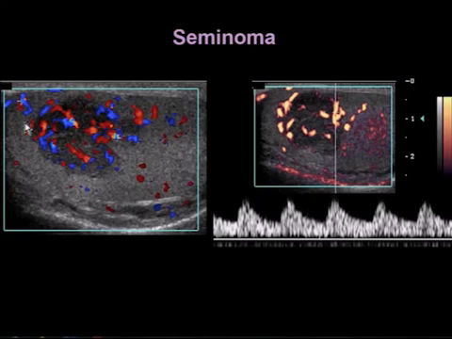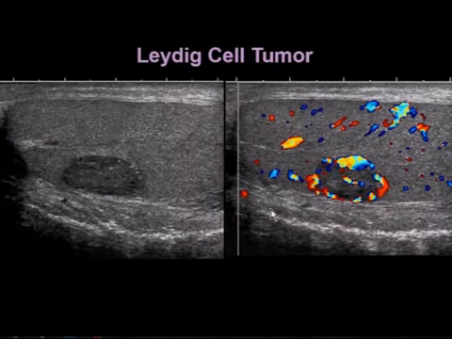You can see a hypoechoic mass in the testicle surrounded by normal testicular parenchyma, and you can see that the blood flow inside the mass is greater than the blood flow in the surrounding parenchyma, so it's hypervascular. In addition, when we put the Doppler gate over an artery that's traveling through that tumor, we see, based on the waveform, this is low resistance flow, typical of a testicular tumor.